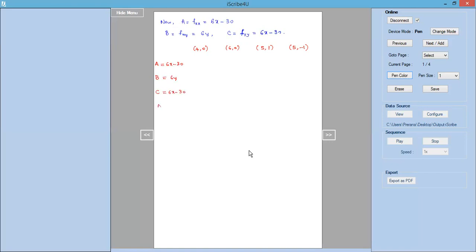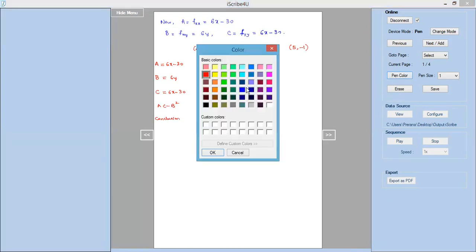We need to evaluate AC minus B square at each of these critical points, and we need to conclude whether it is a maximum point or a minimum point. So let us find out one by one.